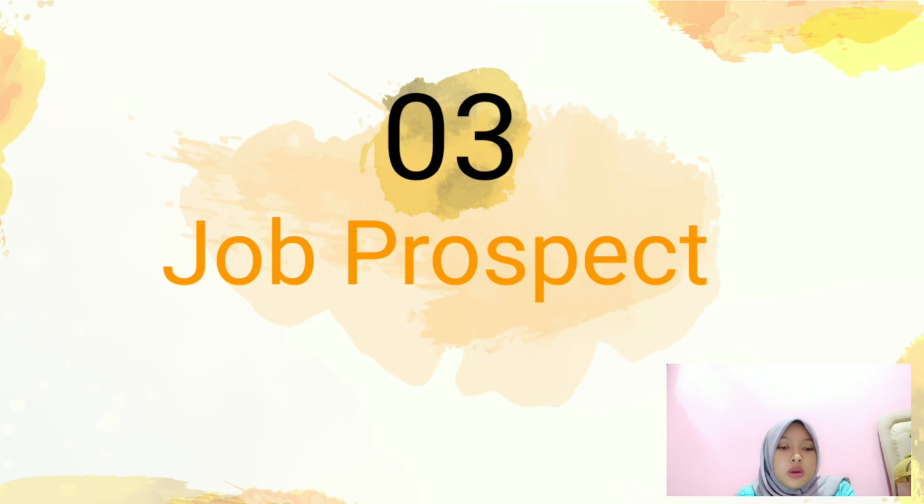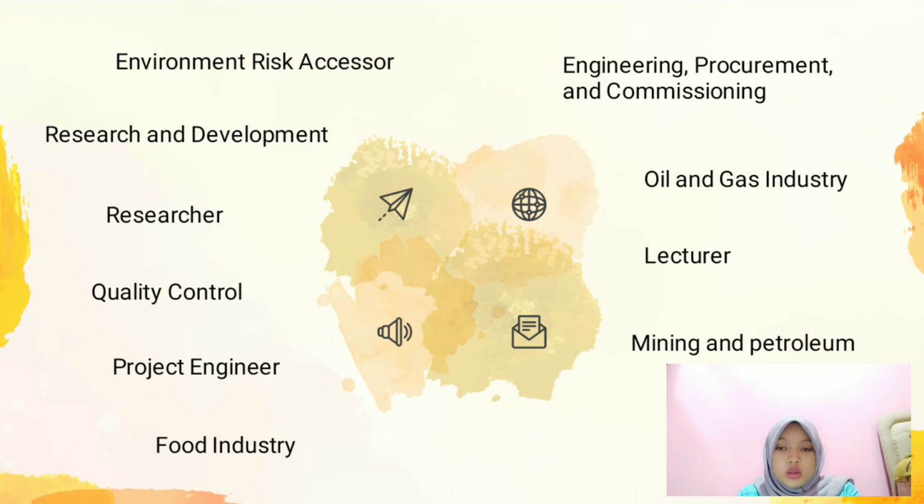Okay, next for the last point about job prospects of industrial chemical technology. There are environment risk assessor. This profession is responsible for examining the risks that may be borne by the environment due to industrial activities, research and development. Because chemists are known for their expertise in the field of research, so this job is one of the advantages. Researcher, quality control, food industry, project engineer.